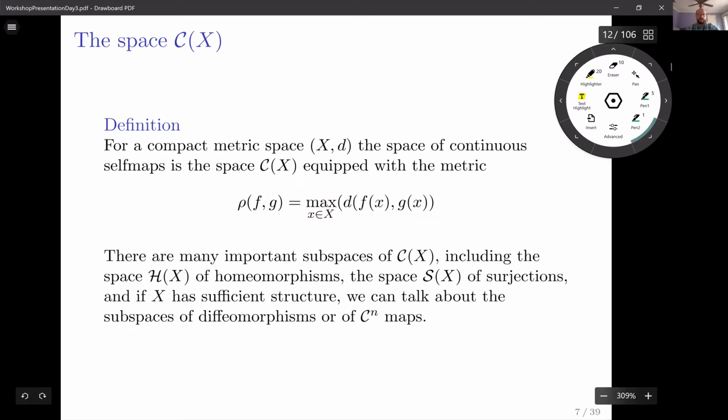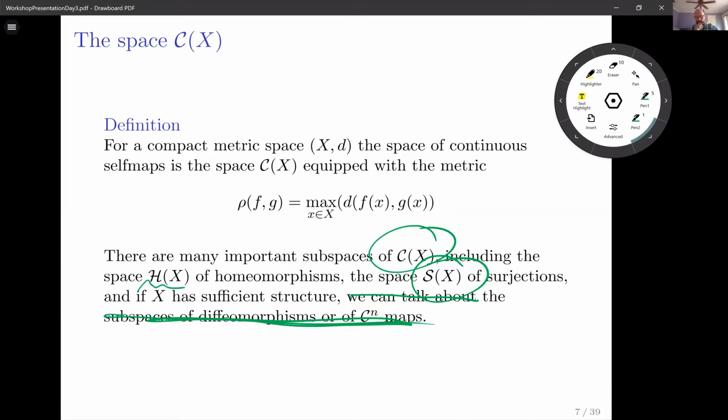So there are many important subspaces of C of X. These include the space of homeomorphisms, which we call H of X, the space S, which consists of surjections. And if X had enough structure, we could even talk about the subspaces of diffeomorphisms or n times differentiable maps. But for the purposes of today, we are not going to talk about that. We're not interested in the analysis today. We're going to focus on C and S, and to a lesser extent, we'll talk about H. Okay, so we're going to talk about the space of continuous functions, the space of continuous surjections, and the space of homeomorphisms. All right, they all have this same metric attached to them.